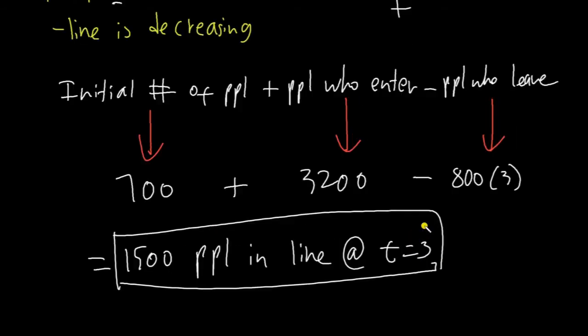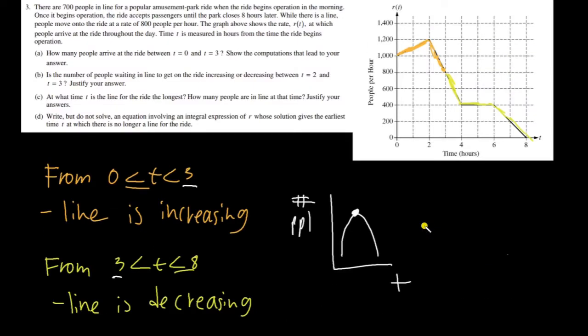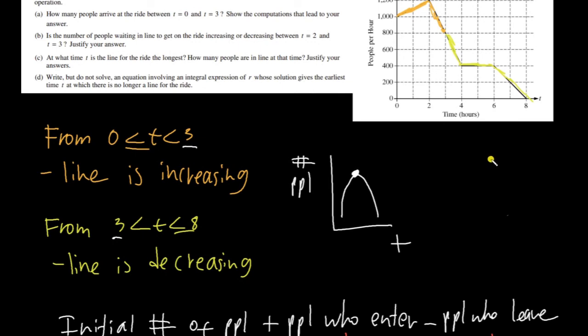Okay, this was the answer to part C. This was a 3-point question. 1 point for the correct answer, t equals 3. 1 point for the correct number of people in line, 1,500. 1 point for some kind of a justification like we did here with the increasing and the decreasing thing.